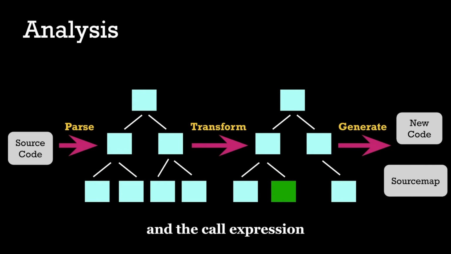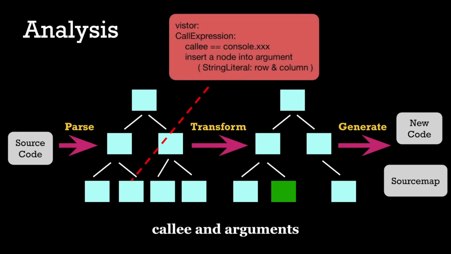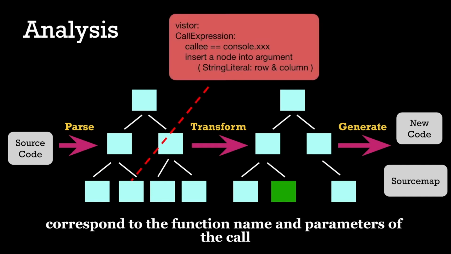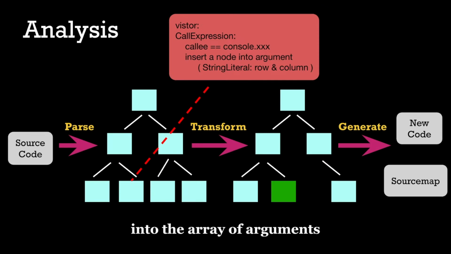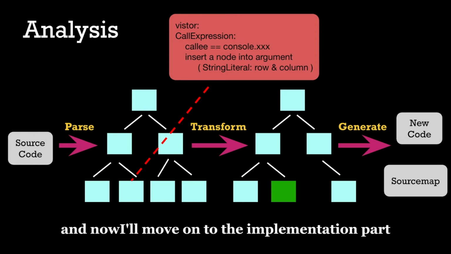And the CallExpression node has two properties, callee and arguments, which correspond to the function name and parameters of the call respectively. So we can insert an AST node into the array of arguments when callee is console.something. And now I'll move on to the code implementation.